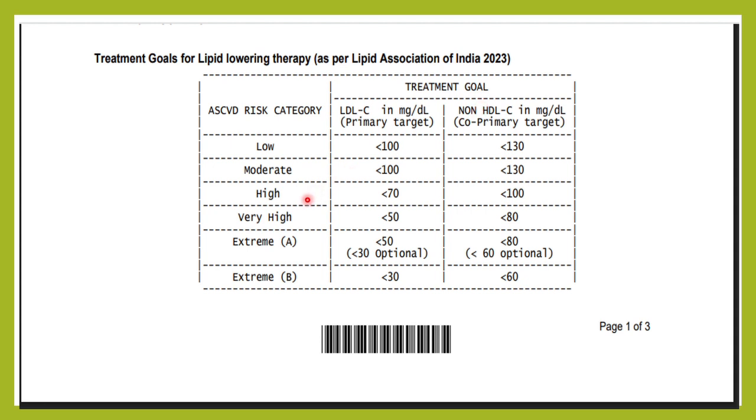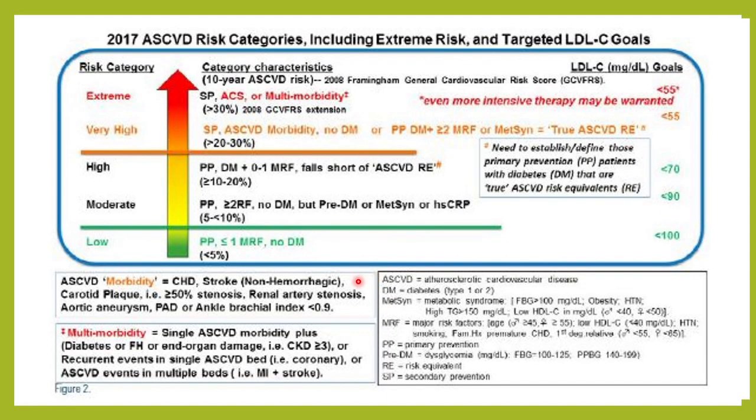So LDL should be less than 100 when the risk is low, but when the risk of getting a heart attack is very high, the treatment goal of reducing the LDL should be less than 30 to 50 milligram per deciliter. So this is what I was telling you. This is low risk, this is moderate risk, high risk, very high risk, and extreme risk. And you can see this is less than 5%, 5 to 10%, then 20 to 30%, and more than 30%. So this is how the risk categories are categorized.